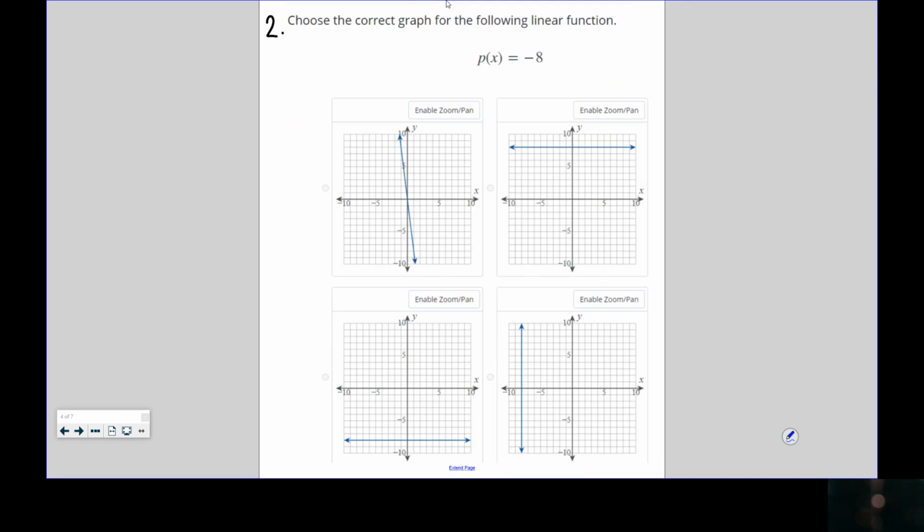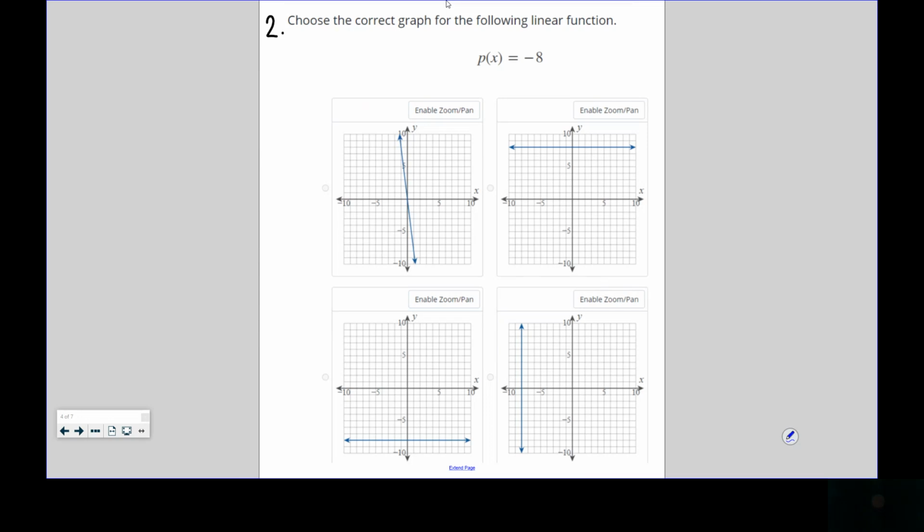This one is a multiple choice question on the homework. I'm going to turn the lights down so you can see it better. Just want to give you an idea of what you can expect to see on the homework. It says choose the correct graph for the following linear function. They named this function P, so it's P of X instead of F of X. Again, that's just the name of the function.